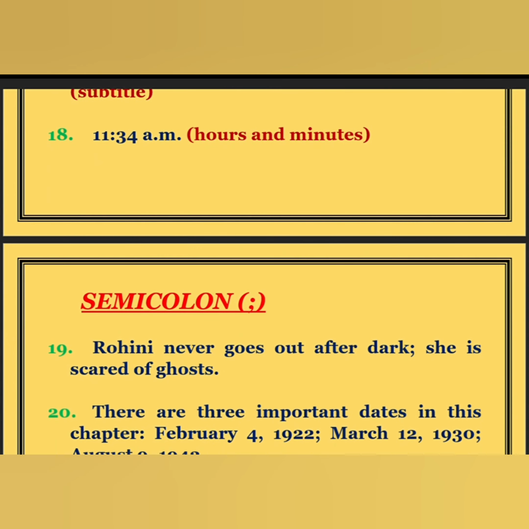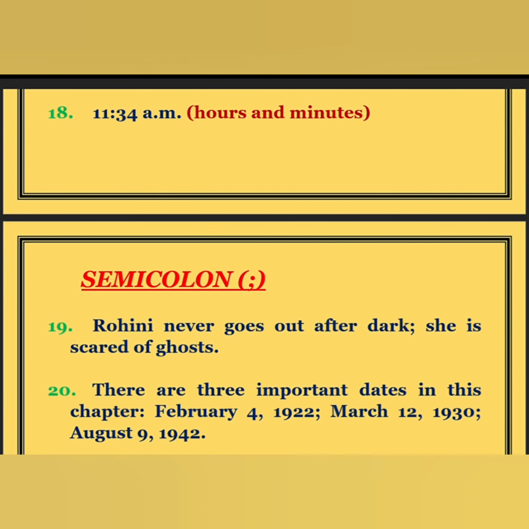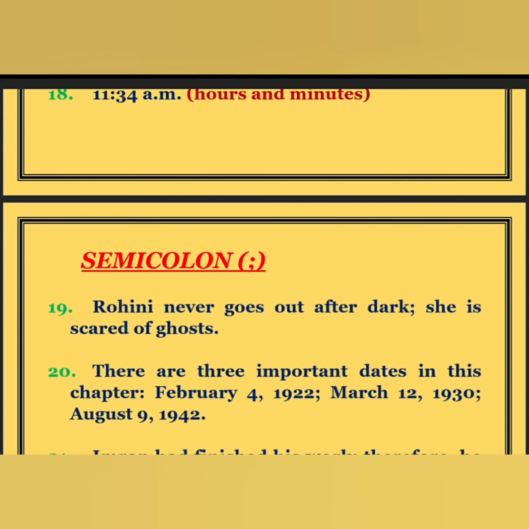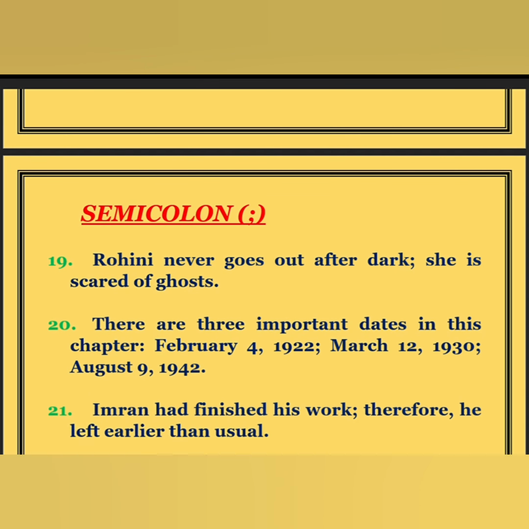Then, there are three important dates in this chapter: February 4, 1922; March 12, 1930; August 9th, 1942. So we have used the semicolons when we have written the three dates. Imran has finished his work; therefore, he left earlier than usual.